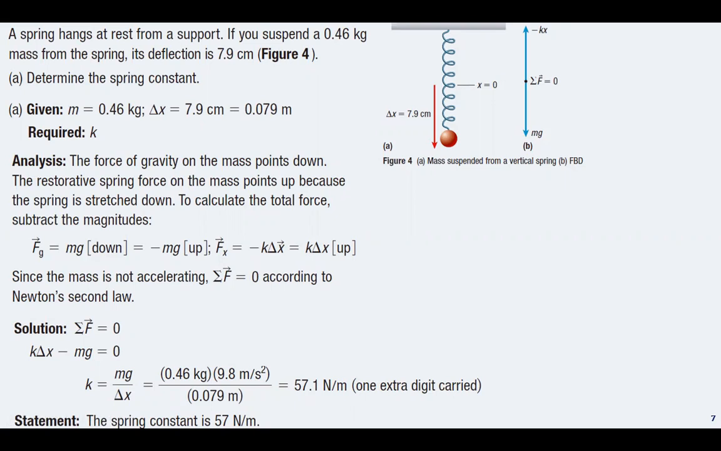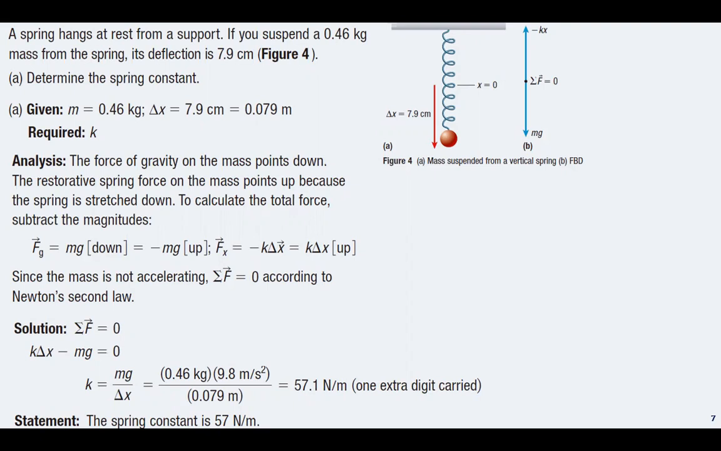Okay, so the force of gravity on the mass points down, right? On the other hand, the restorative spring force on the mass points up because the spring is stretched down. To calculate the total force, subtract the magnitudes. First of all, Fg equals mg, direction is down. Or you can rewrite this to negative mg with direction up.